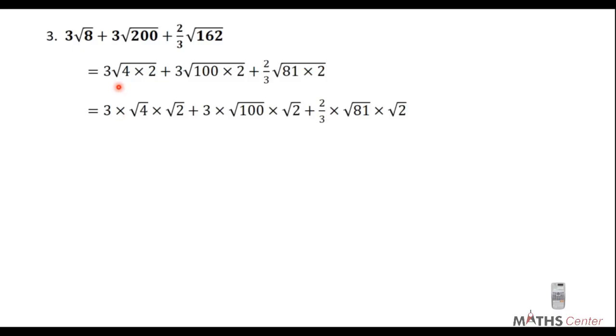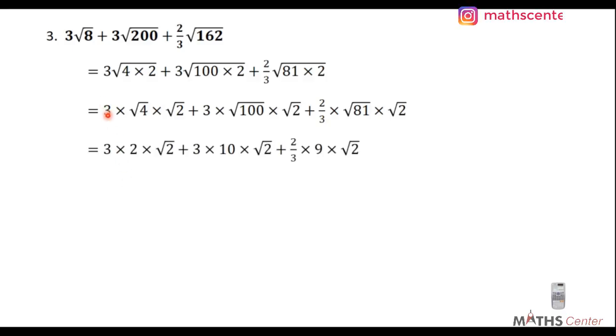So from the properties, we know that this will be the same as, 3 is already there. Now 3 is multiplying the whole of this. So 3 times square root of 4 times square root of 2. You break this down, then plus, we already have 3 here. So 3 times, you break this one also down, square root of 100 times square root of 2, plus 2 over 3 is already here. So times, then you break this down, square root of 81 times square root of 2.